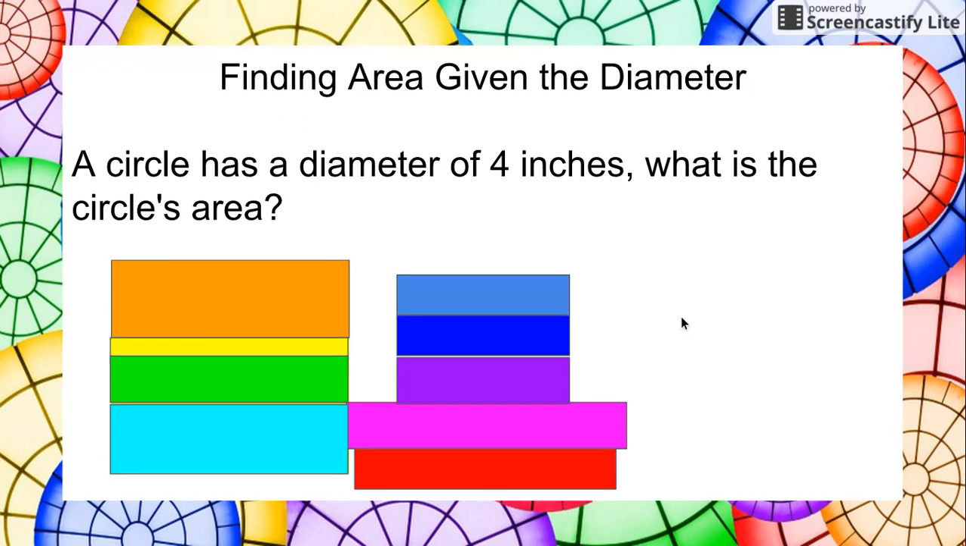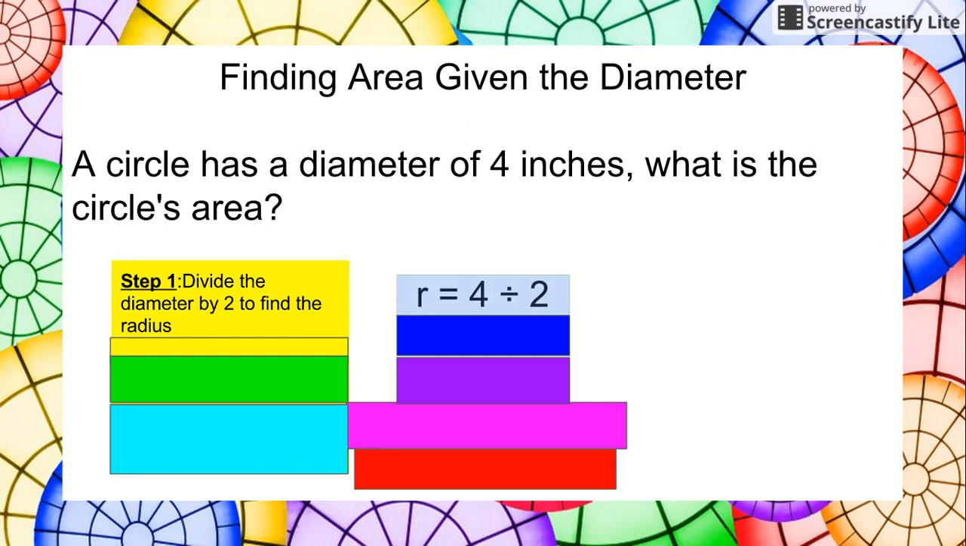Next, we want to find the area if we have the diameter. Keep in mind, radius times 2 is the diameter. Diameter divided by 2 will give us the radius. And we have to find the radius in order to find area. So the first step is to divide the diameter by 2 to find the radius. So we would do 4 divided by 2, which is 2.